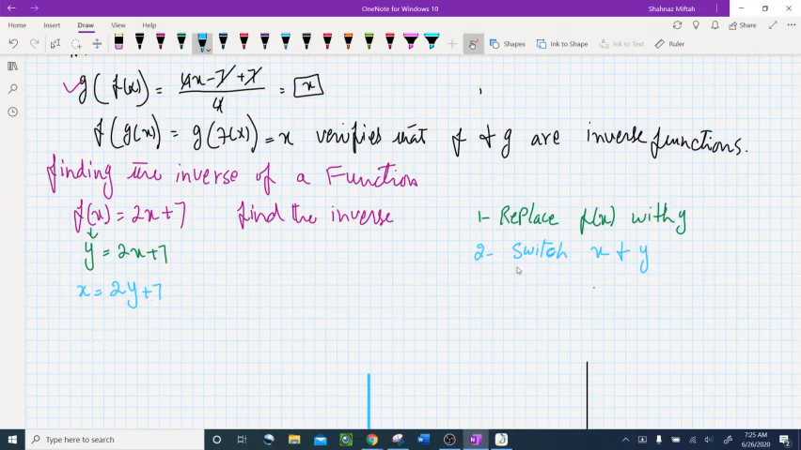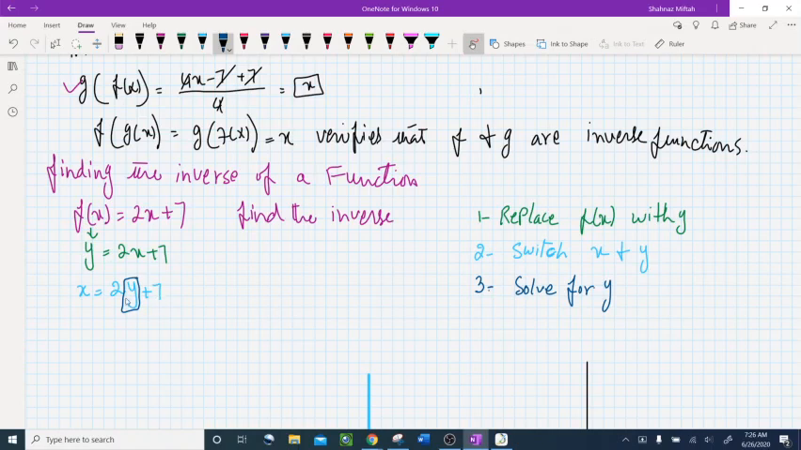Then step 3 is solve for y. Now, do you see this y? I have to solve for this. So how do we solve for y? Solve for y means, and I said that before several times, when it says solve for any variable, that's all they mean: make that variable isolated, make it by itself. So I'm going to make the y by itself.